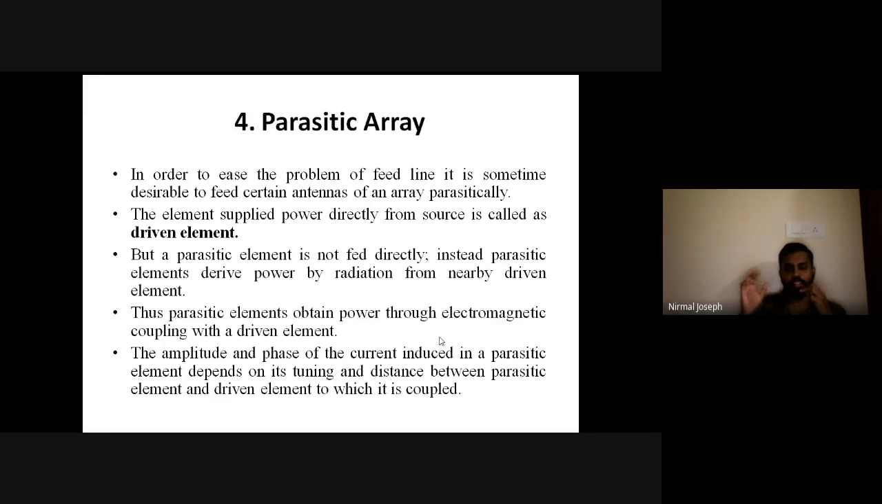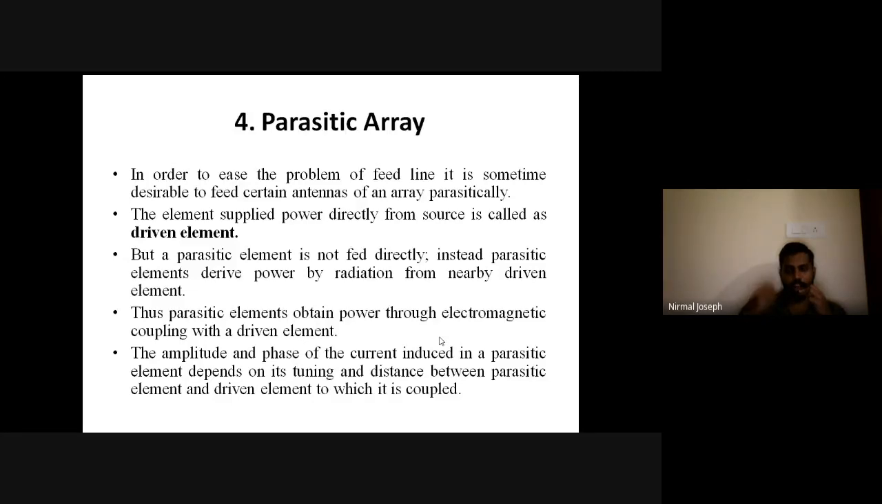And all other elements depend upon this driven element for getting their supply. But a parasitic element is not fed directly. Instead, parasitic elements derive power by radiation from a nearby driven element. So how are parasitic elements deriving the power? By radiation. The power radiated by the driven element will be used by the parasitic element.